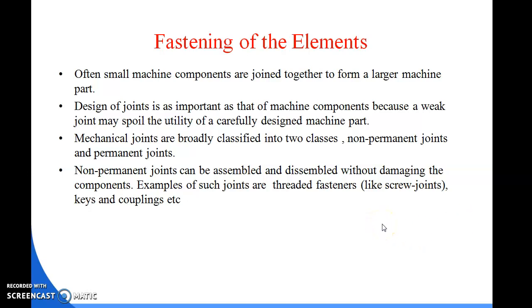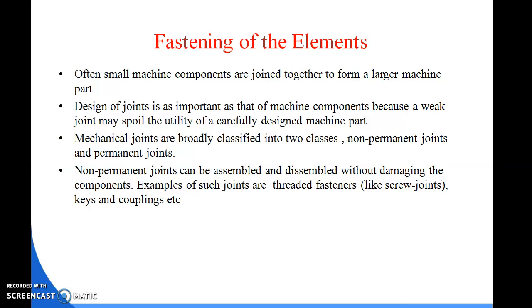Before we know what fastening of the element is, we have to know what fastening is. Often small machine components are joined together to form a large machine part. Design of joints is as important as that of machine components because a weak joint may spoil the utility of a carefully designed machine part. Like if we are taking two iron plates, we have to join them.